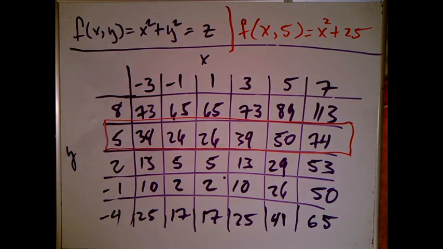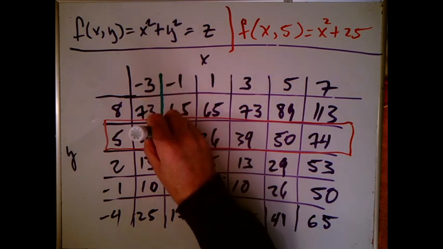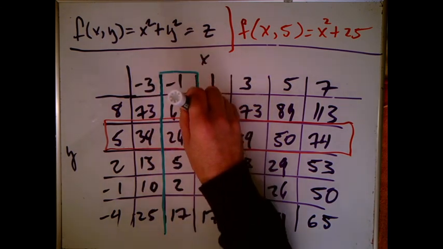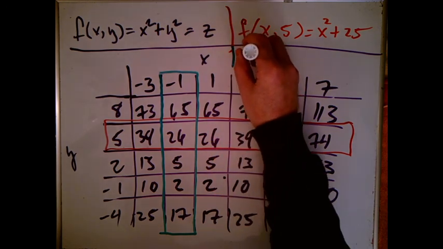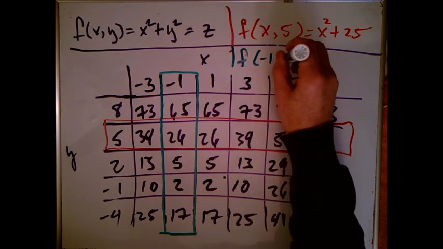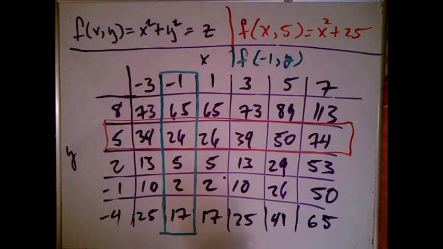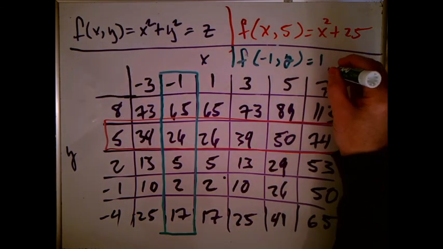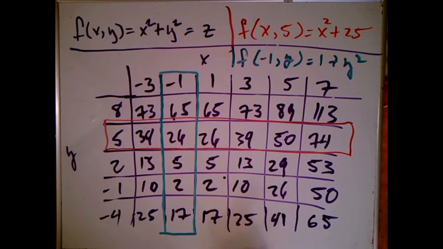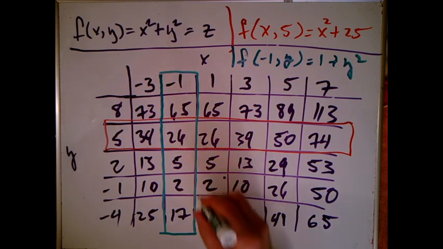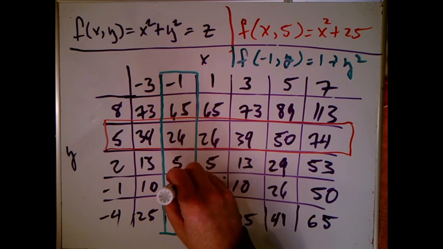I'm hoping I can get a slightly different color to do this. How about green, if the green works? I'm just going to pick a different column this time. You can see here in green, I'm freezing x equals minus 1. The equation for that would be f of minus 1, y. If I look at the equation, what that's going to be is 1 plus y squared, which again is a parabola. And you can see this does behave like a parabola. It starts at 65, it comes down to 26, and then it starts going back up.